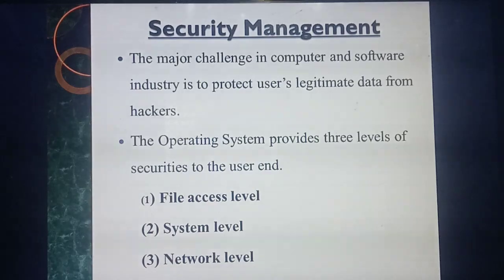3 levels of security. Sometimes they will ask this as a 2 mark question, and a 2 mark question means you need to write only the headings alone. So what are the 3 levels of security? File access level, system level and network level. Understood? How many levels of security does the operating system provide? 3 levels. What are they? File access level, system level and network level.